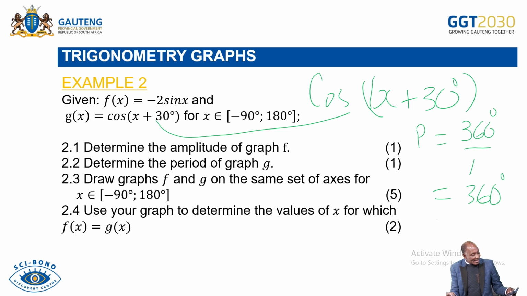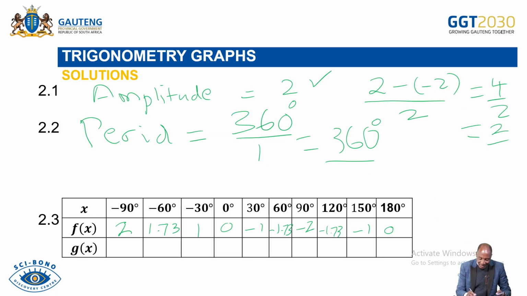Then you'll get the corresponding values of y. The first one is 0.5. The next one is 0.866, which you can also round up to 0.87. When you plot, you can use 0.87 or close to 0.9. Then the next one is a 1. Negative 30 is a 1.